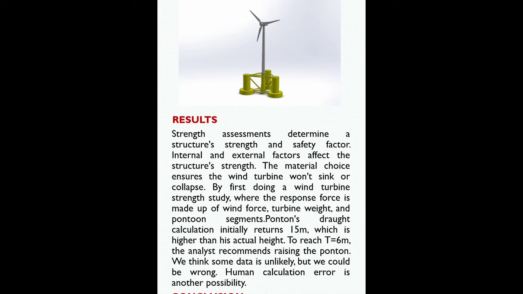The first result that the pontoon draft calculation produced is 15 meters, which is greater than its real height. The analysis suggests that the pontoon should be raised in order to get a 6-meter draft. It is possible that we are mistaken about some of the data, but we think it is improvable. Errors introduced by humans in the calculation are yet another possibility.